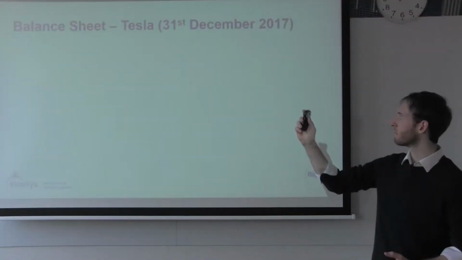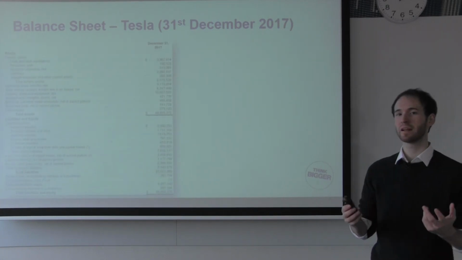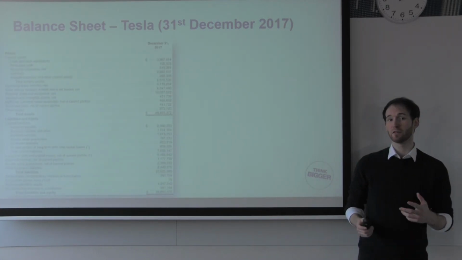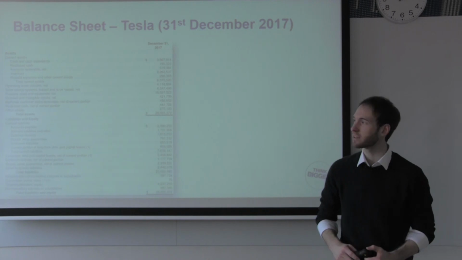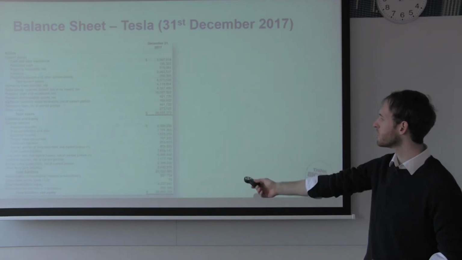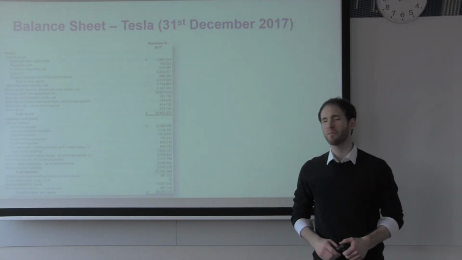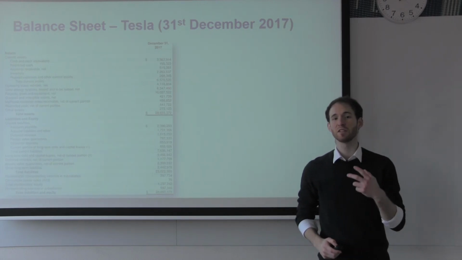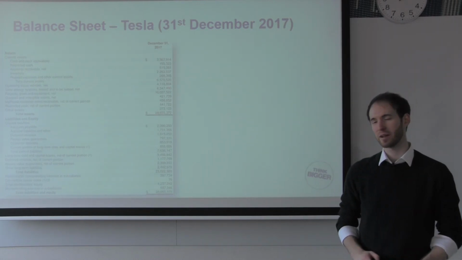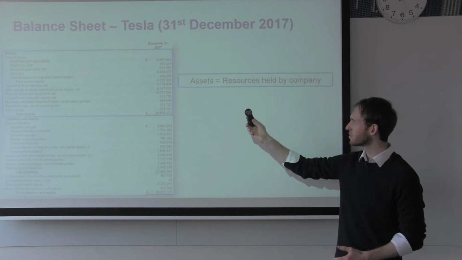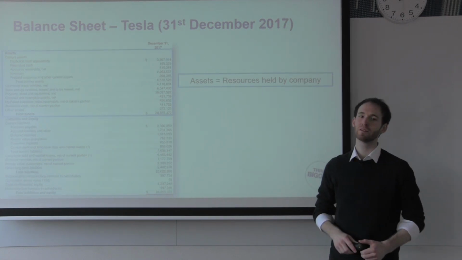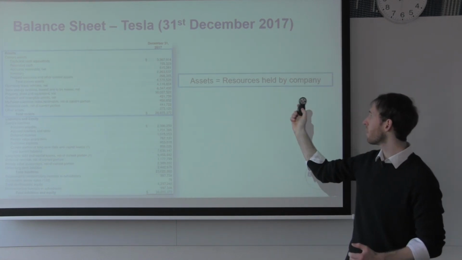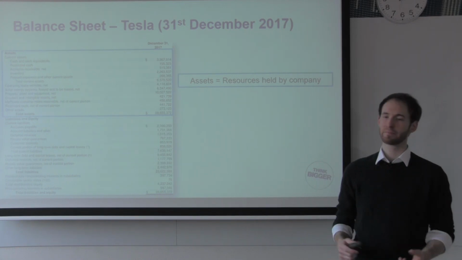And well, I brought you one from Tesla, which is publicly available online if you go to the investor relations part of their website. So you can see a balance sheet here, you can see a lot of different items, and the first thing we have to do is know which major items exist in a balance sheet. First thing is assets. You can see the assets are the ones that are in blue. Assets are all the resources held by a company.